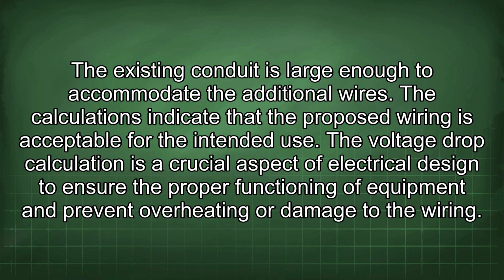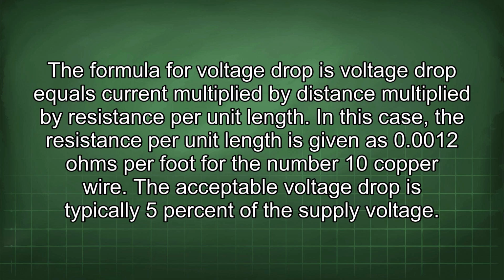The voltage drop calculation is a crucial aspect of electrical design to ensure the proper functioning of equipment and prevent overheating or damage to the wiring. The formula for voltage drop is voltage drop equals current multiplied by distance multiplied by resistance per unit length. In this case, the resistance per unit length is given as 0.12 ohms per foot for the number 10 copper wire. The acceptable voltage drop is typically 5% of the supply voltage.